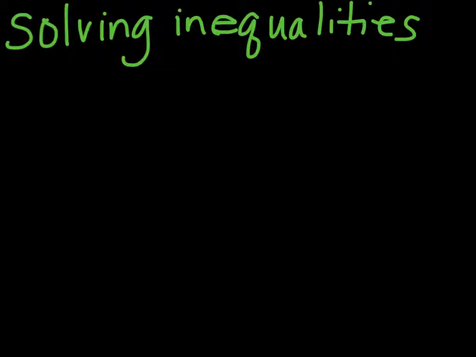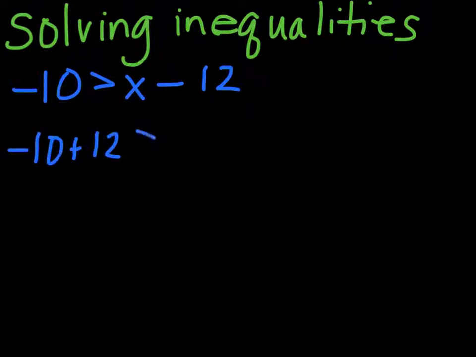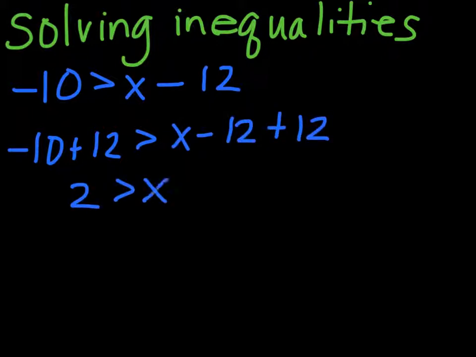Now let's solve an inequality using addition. Negative 10 is greater than x minus 12. So here's our original inequality. We're going to balance this and isolate the x by adding 12 to each side. So negative 10 plus 12 is greater than x minus 12 plus 12. 2 is greater than x.